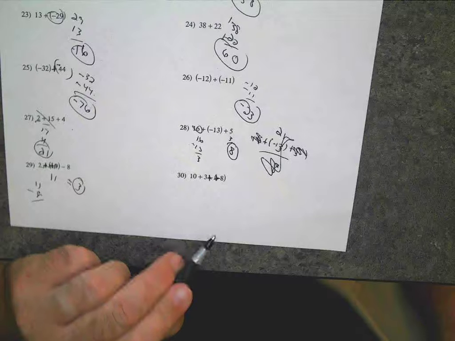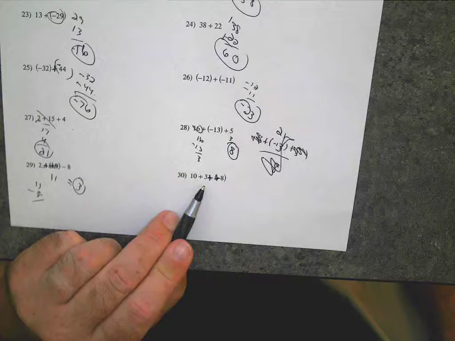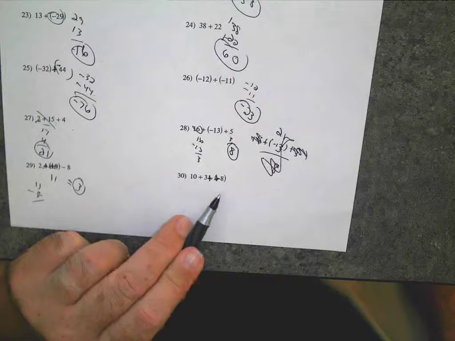Now, I like to go 3 and 8 is 11, 11 and 10 is 21. You guys might be doing 10 and 3, 13.